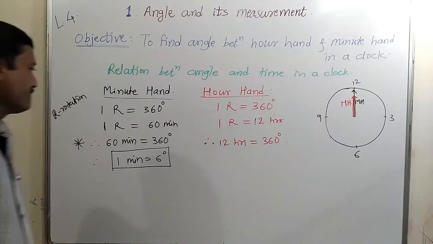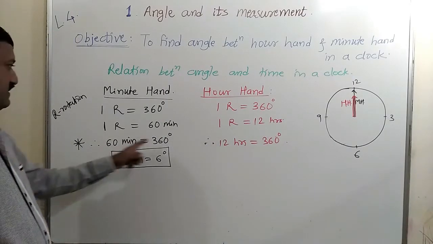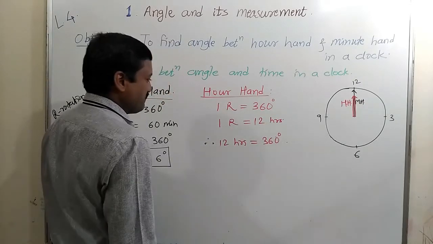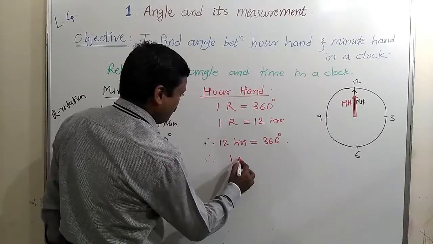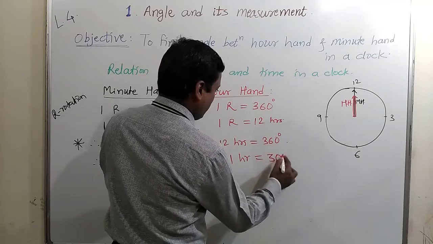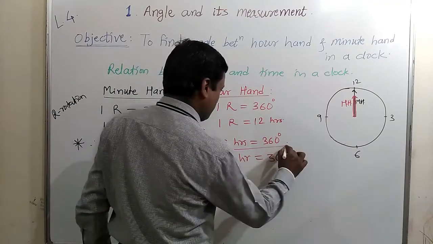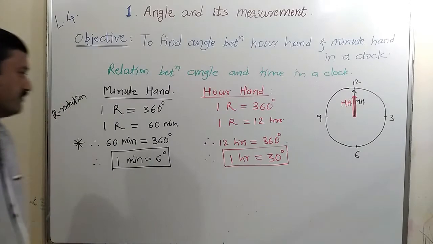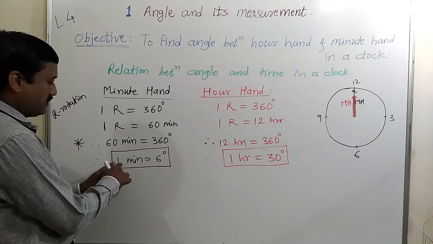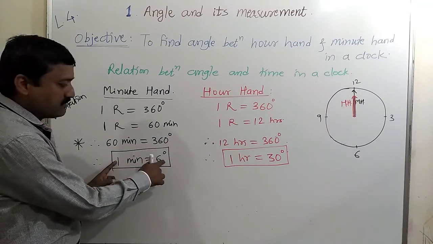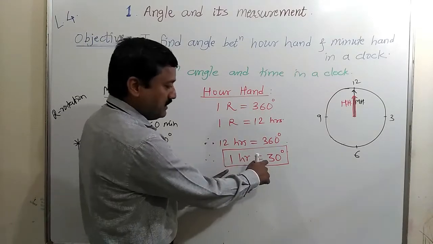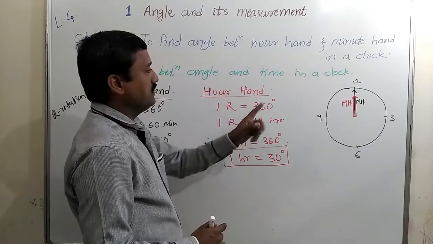Like this, in 60 minutes 360 degree; here in 12 hours we get 360 degree. Therefore, 1 hour is equal to 360 upon 12, that is 30 degree. That is the important relation for us, so remember this one also. In 1 minute of the minute hand we have 6 degree. When the hour hand completes 1 hour, there will be a rotation of 30 degree.